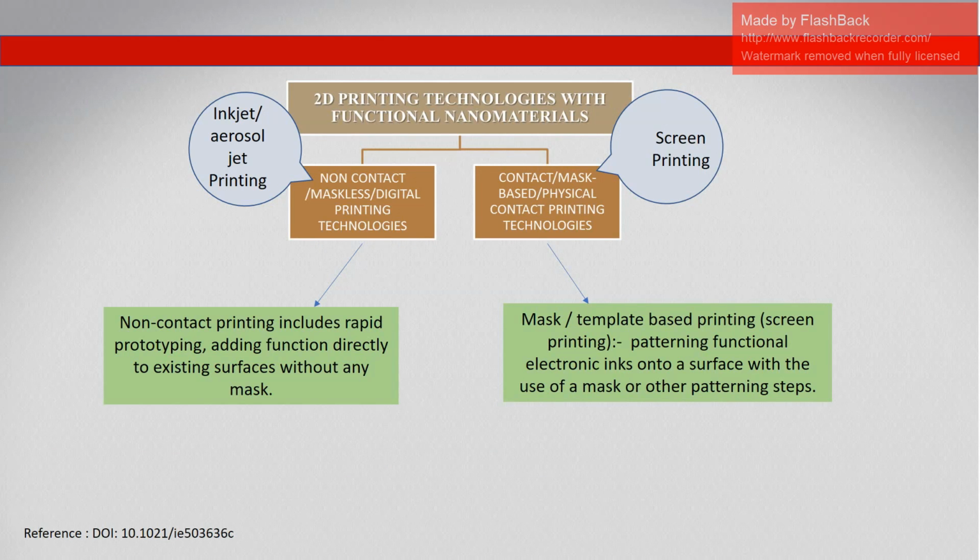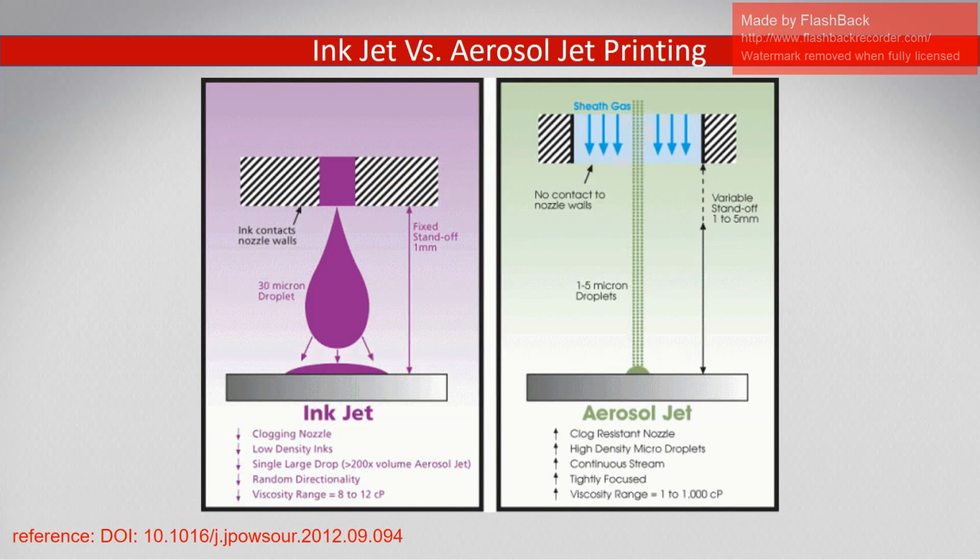There are two types of 2D printing technologies. The first one is non-contact and the other one is contact based. Non-contact based includes inkjet and aerosol jet printing. Contact based includes screen printing. So this is the non-contact based: the inkjet printing and the aerosol jet printing.